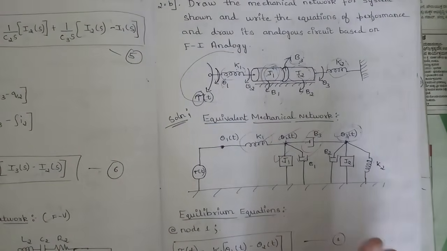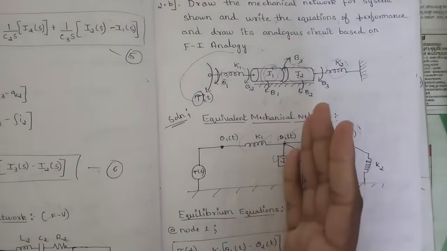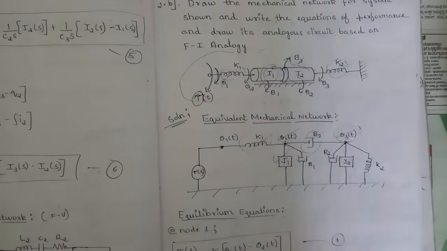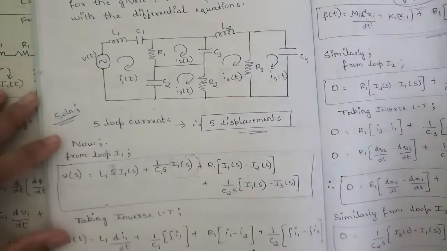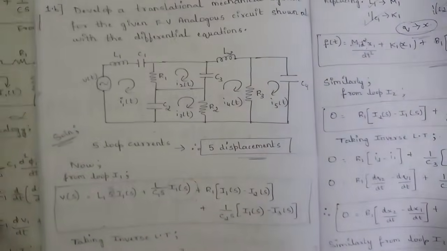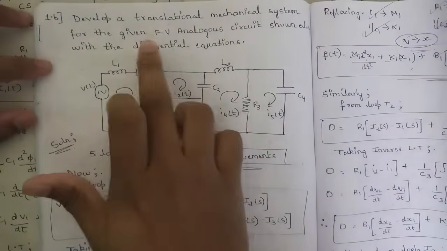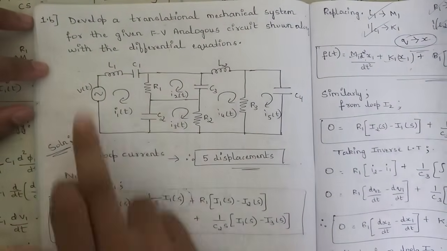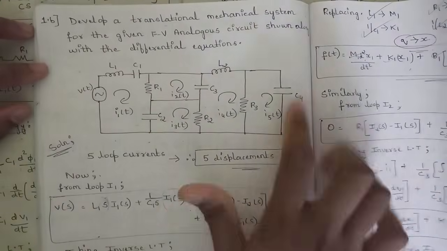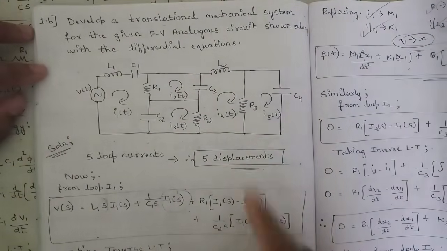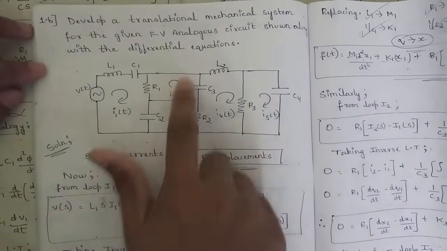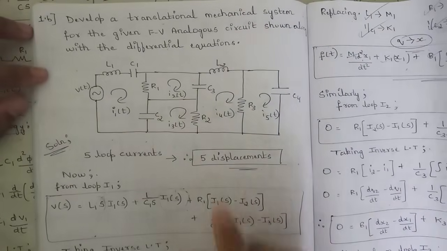Okay, so one question related to translational as well as rotational systems they might be asking in the choice, so please note it down. And also from module 1, one question they would be asking like this: they would be giving you either one FV analogous or one FI analogous circuit like this. Here, we can see that it is an FV analogous circuit, since we are having the loop currents along with the components.